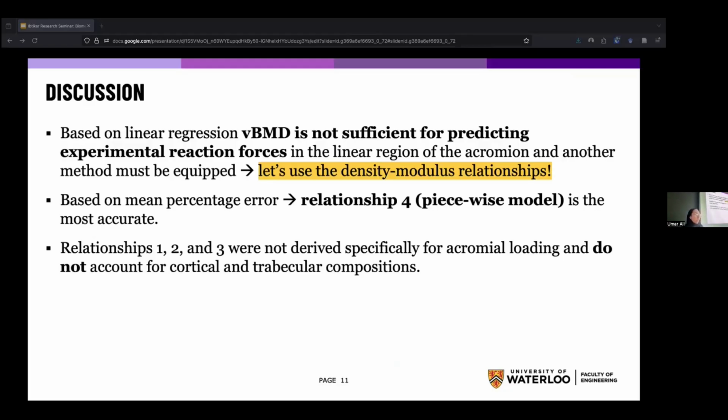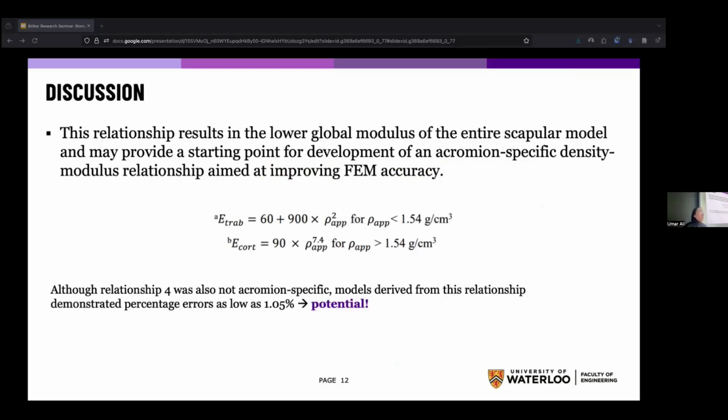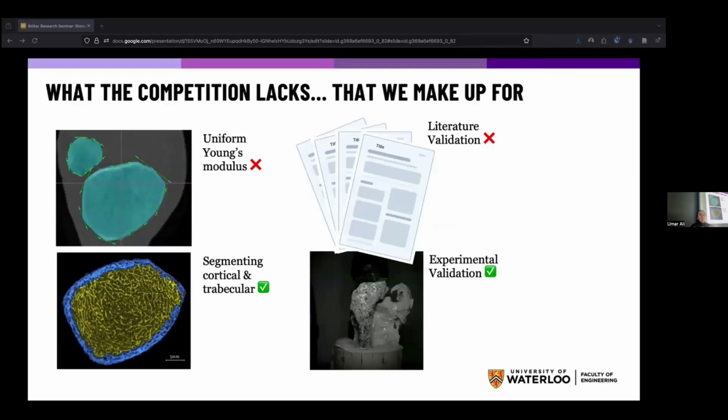And so it can reveal some potential in this area where we can improve this if we choose a relationship which is acromion specific. The reason why I don't have an acromion specific relationship is because there isn't one in the field. So that's where we have room for improvement. We did see as low as 1% error difference for this relationship specifically. So that's potential.